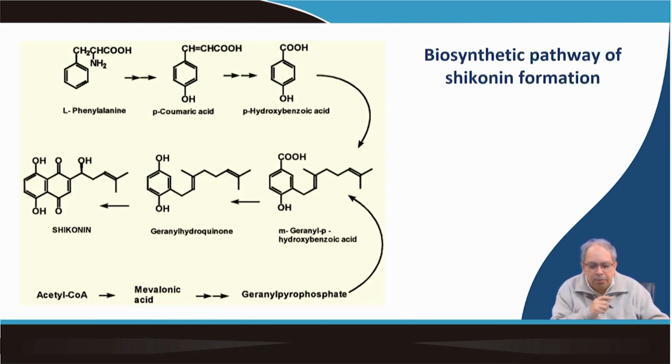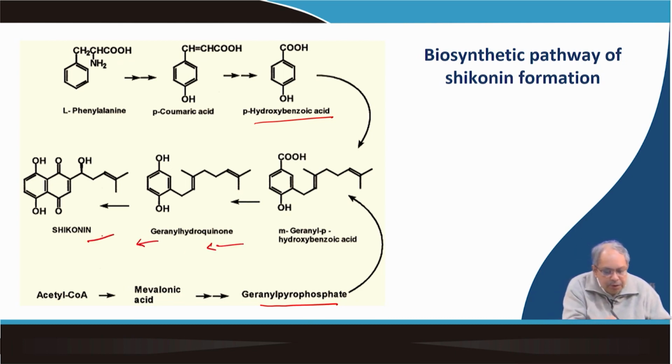Now, what I ended with in the last class is that one route is coming from phenylalanine, that is the phenylpropanoid, which is producing para-hydroxybenzoic acid, and the other route is coming from the mevalonate pathway, from acetyl CoA, which is producing geranyl pyrophosphate or GPP. So, both GPP and para-hydroxybenzoic acid join, and eventually the pathway moves towards the production of shikonin.